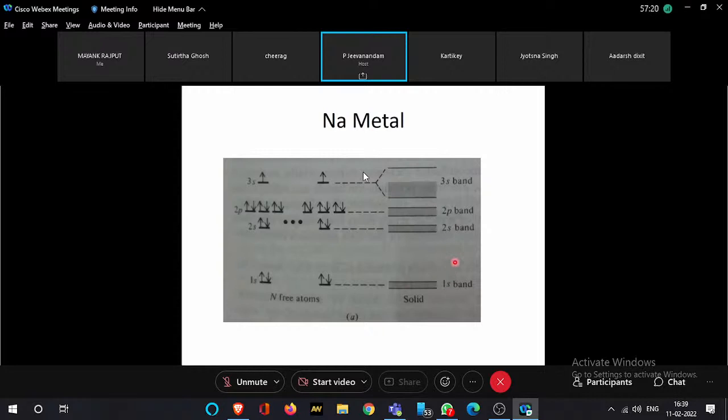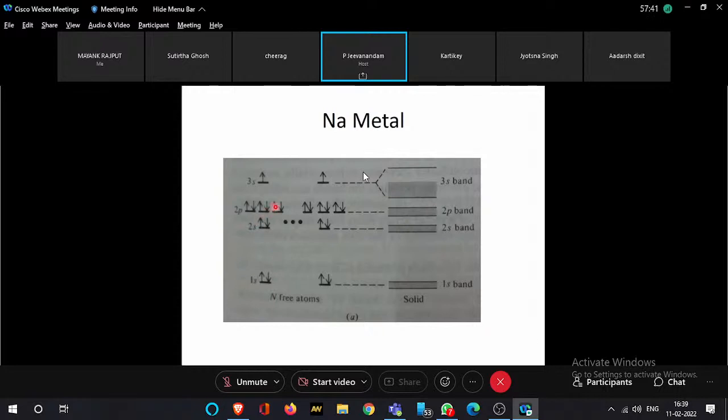Will the energies be different or will they be close? They're different because in bulk there will be interaction with other molecules as well. Of course I agree there will be interaction, but the interaction will be primarily through the valence electrons, correct? These are all core electrons, 1s, 2s, and 2p.